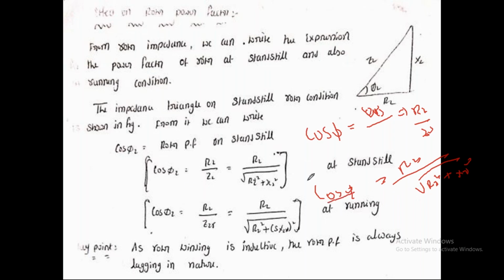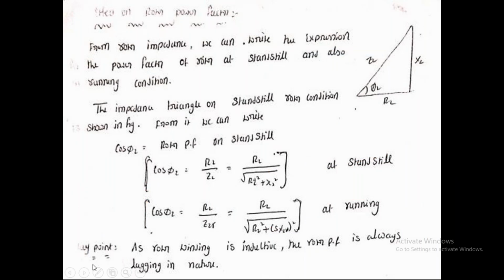Now if you want to find it for running condition, cos phi is equal to R2 divided by square root of R2 square plus S X2 square. So here S is introduced at running condition, whereas in starting condition there is no S. As the rotor winding is inductive, the rotor power factor is always lagging in nature. The winding we use is always lagging, because it is inductive in nature. So this is the rotor power factor affected by the slip.